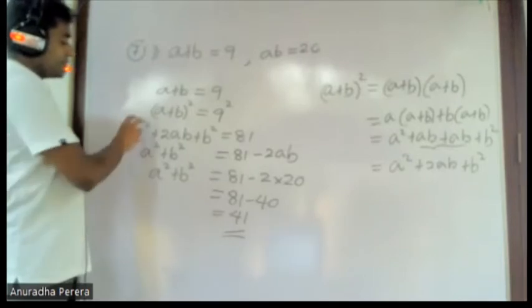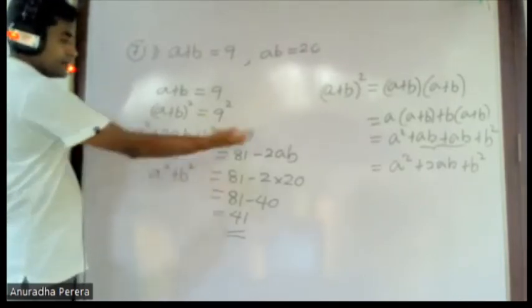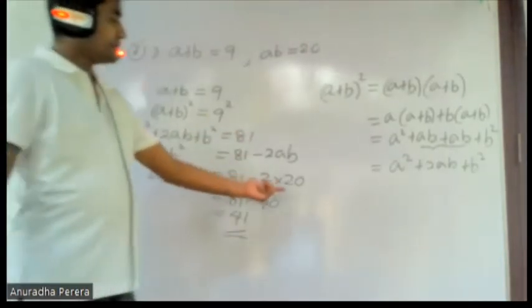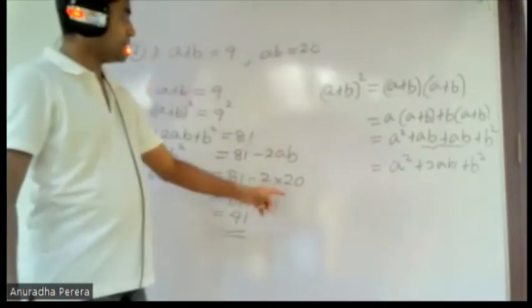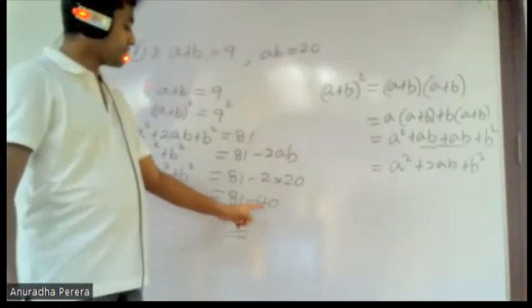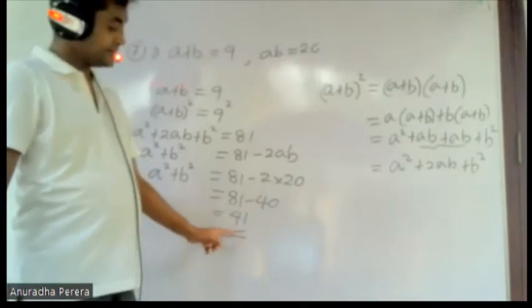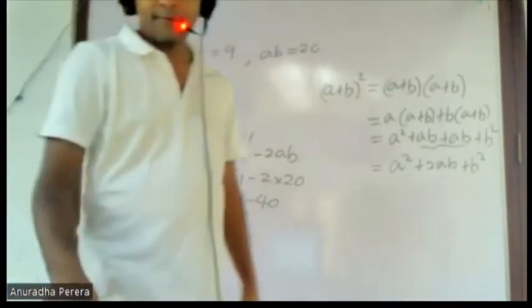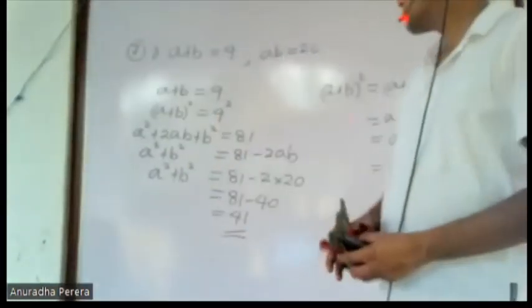We need a squared plus b squared. Take 2ab to the other side. It becomes minus, but you know the value of ab is 20. 2 into 20, 40. Subtract 40 from 81. Finally, the answer is 41. Okay, sir. Thank you.